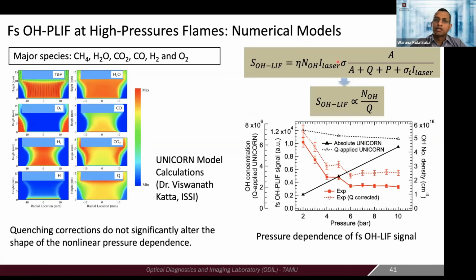And then, of course, since this is a fluorescence scheme, you need to account for the collisional quenching. In this particular flame, since you can calculate the multiple species, you can use those multiple species to apply quenching corrections. And then most of these OH quenching cross sections are known, so you can apply known quenching cross sections and then try to quantify your signal. And this one right here, shown in the dotted line, is the quenching corrected signal.